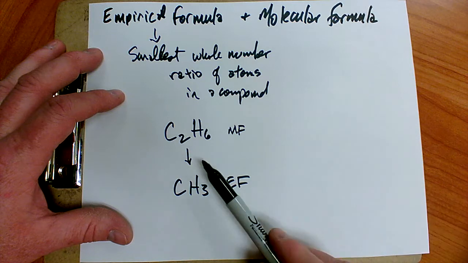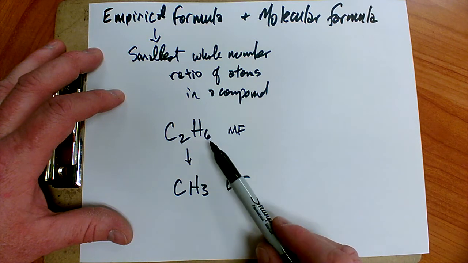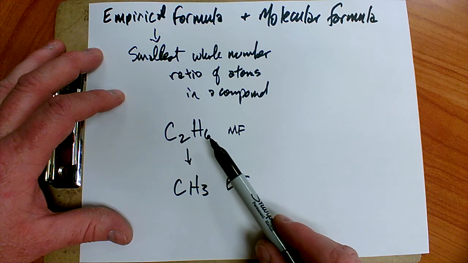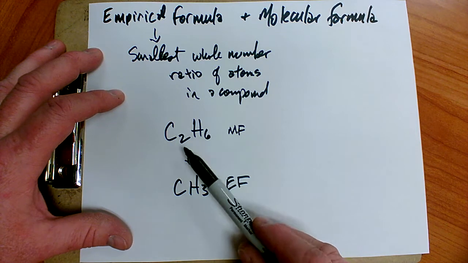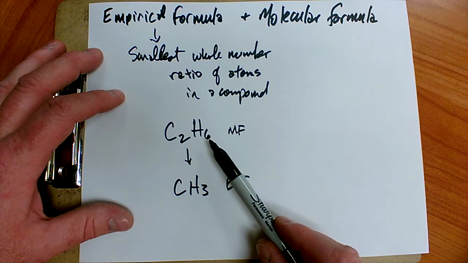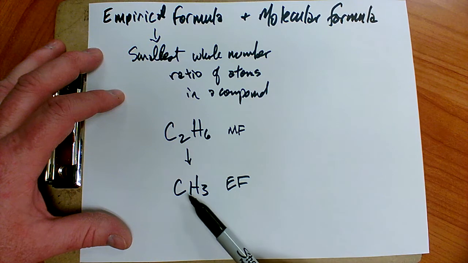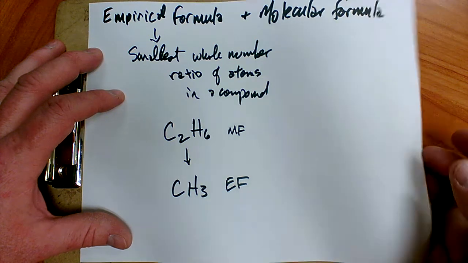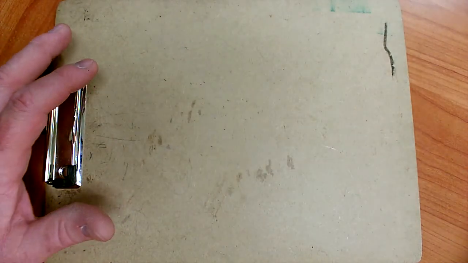Okay, so again, C2H6, basically this is saying that there are 2 carbon atoms for every 6 hydrogen atoms in this molecule. Well, that ratio 2 to 6 is a fraction that can be reduced to 1 to 3. So 1 to 3. This is the empirical formula, the smallest whole number ratio. So that's what it means to have the empirical formula.